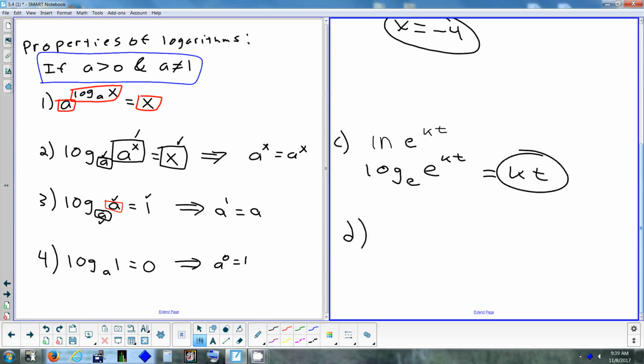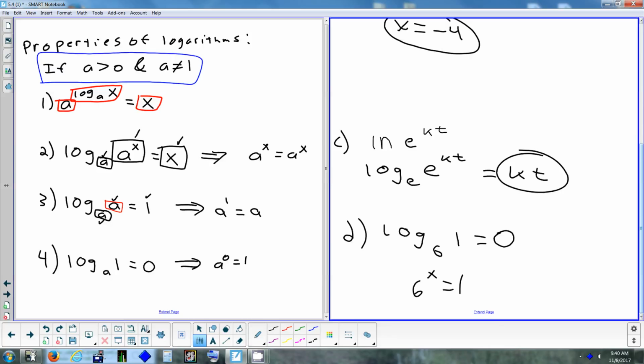I didn't make one up for, let's pick either rule 3 or 4. Log base 6 of 1. What rule is that one? Yeah, Rebecca? 4. Rule 4, and what would log base 6 of 1 equal? 0. Okay. What this is asking on the left is 6 to what power would give you 1? Well, 6 to the 0 power would give you 1. That's the answer.